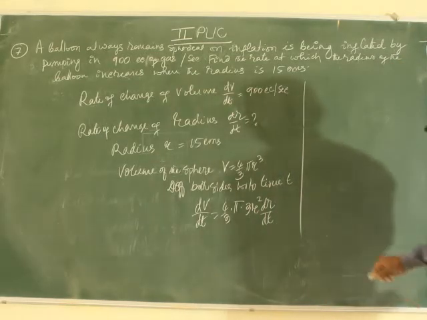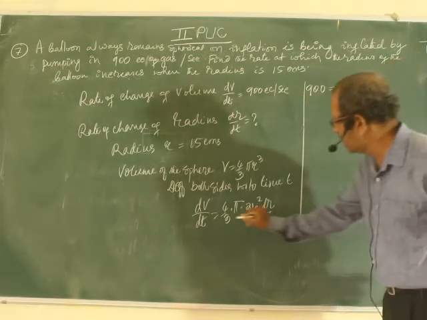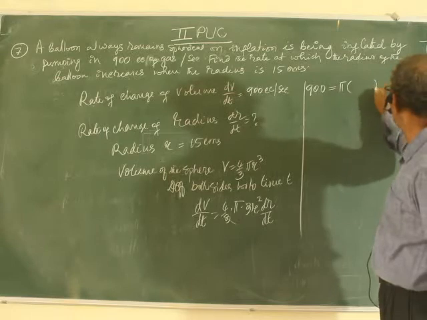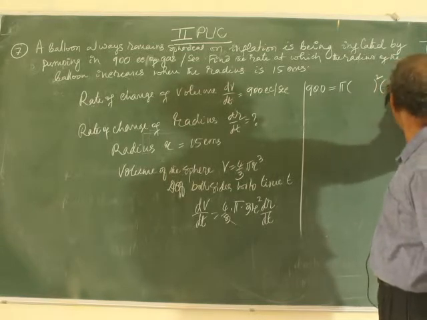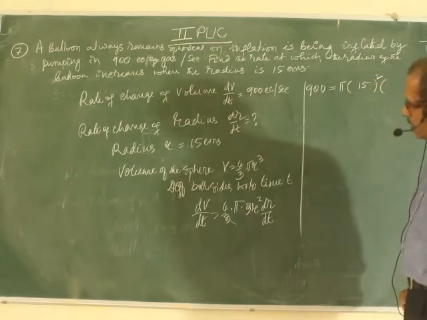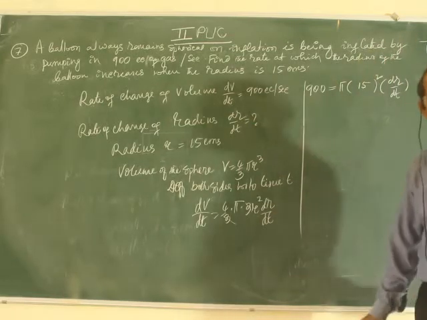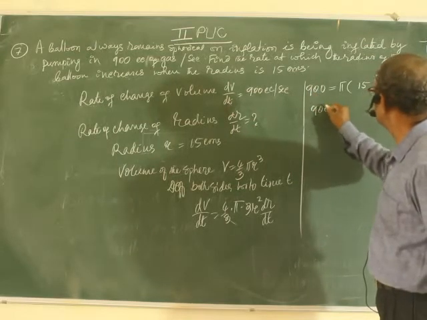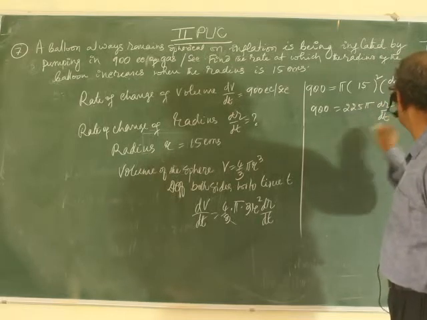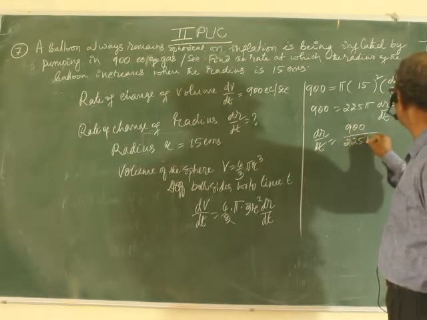Fill up all the things. dV by dt given 900. 4 by 3 can be cancelled here. Pi r square into dr by dt. R square is given, 15 square. dr by dt, that is what we need. So write as it is. Over. Simplification is 225 pi dr by dt, or dr by dt equal to 900 divided by 225 pi.